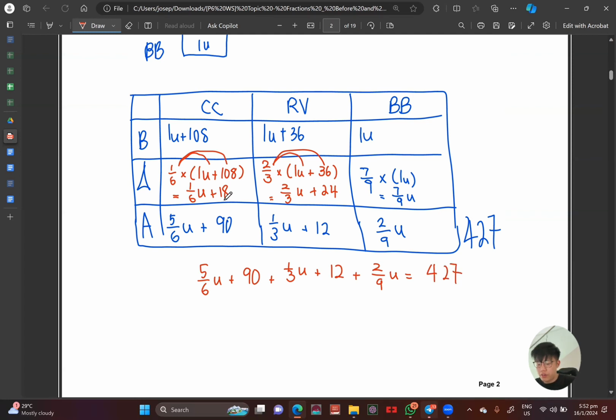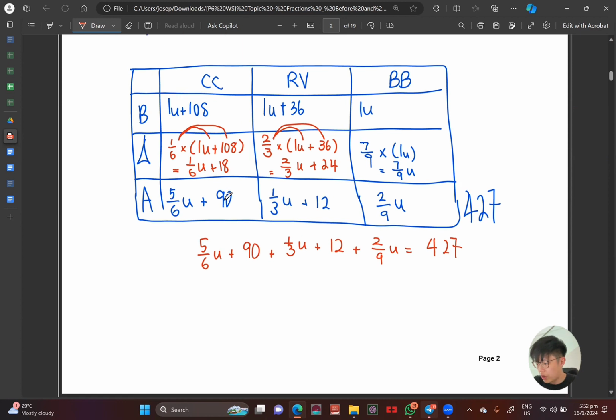Okay, now what you want to do now, of course, is you're going to put the same family together. Am I making sense here? Yeah. Right? So 5/6 units. So we are just going to press our calculator, right? So we are just going to do 5/6 plus 1/3 plus 2 over 9, we'll get an answer of 25 over 18 units, okay? Then you do 90 plus 12, we get 102. This is actually equal to 427, okay?